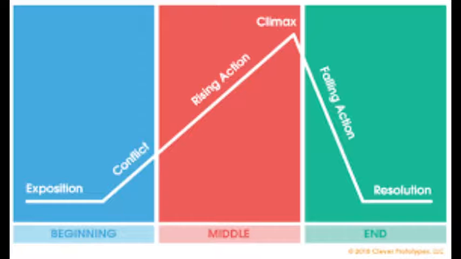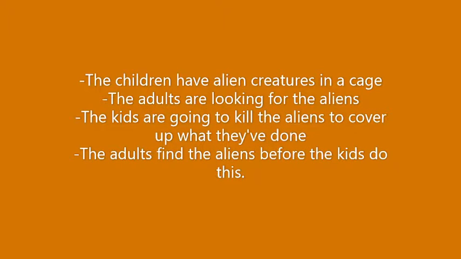So once you've got that drawn, we've got our 4 plot points here. The children have alien creatures in a cage. The adults are looking for the aliens. The kids are going to kill the aliens to cover up what they've done. The adults find the aliens before the kids do this.